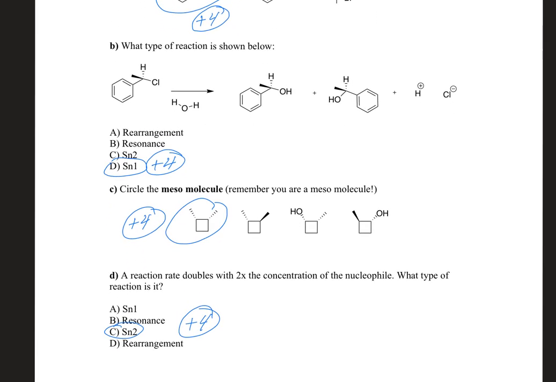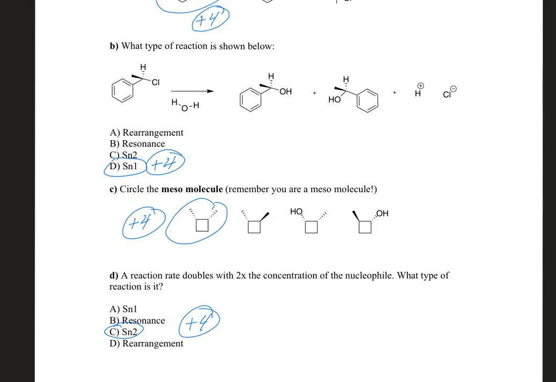Meso compounds. Remember, meso compounds are molecules that have asymmetric centers. Asymmetric centers are sp3 hybridized, bind to 4 different things. But they are achiral because they have a mirror plane. So this one has a mirror plane, so that's the meso one. Remember, you are a meso molecule too. You have asymmetric centers and you have a mirror plane yourself.